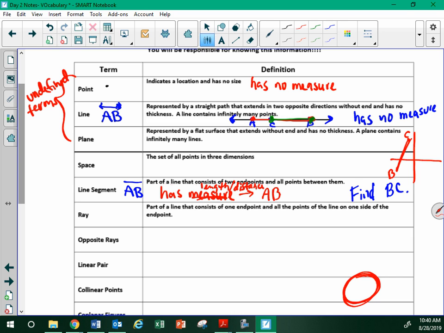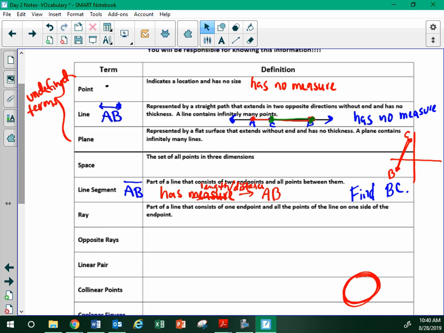What tools do we have that allows us to find the measure of BC? Distance formula. Very good. We would use the distance formula because these are points, ordered pairs on a graph. We would use distance formula to find that length or distance. Very good. Okay. Real quick, talking about line segment, let's go back to line.